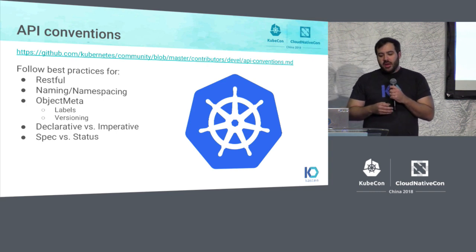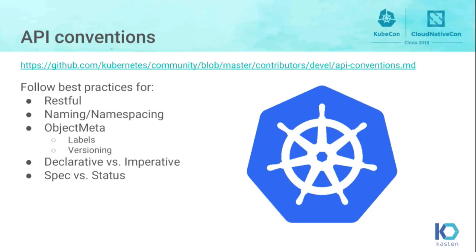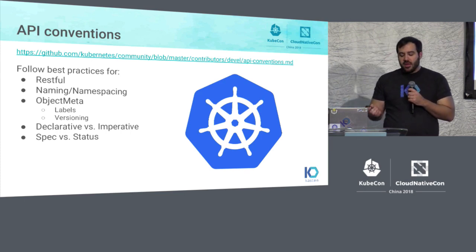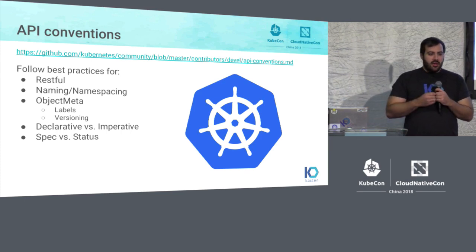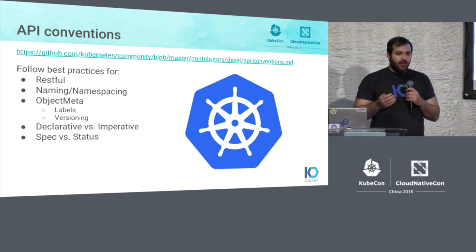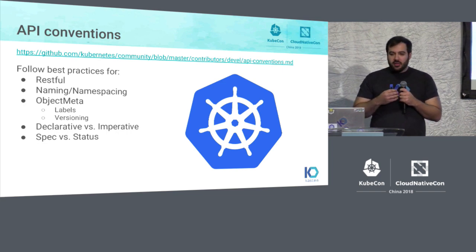This document is actually the document that lists the conventions, but I'll go through some of them right now. Kubernetes APIs are RESTful, meaning that these API objects are controlled through HTTP verbs like get and post. These objects are named and potentially namespaced. Together, these fields, name and namespace, form a unique identifier for every object in your system. There are other fields that constitute the metadata for each object. There are things like labels and versioning.